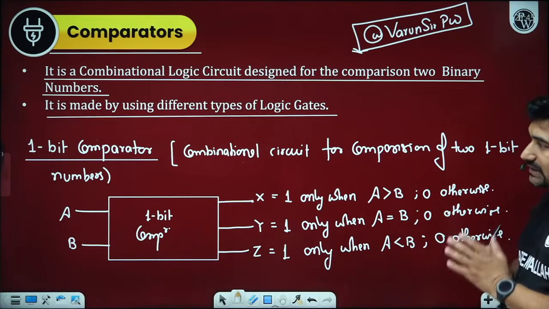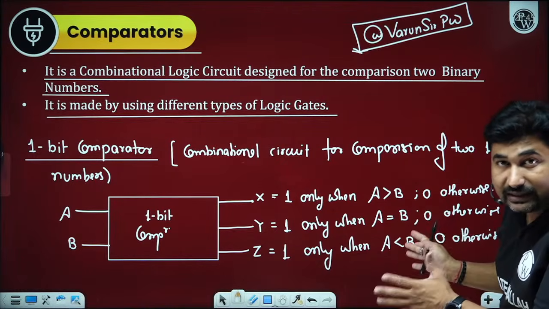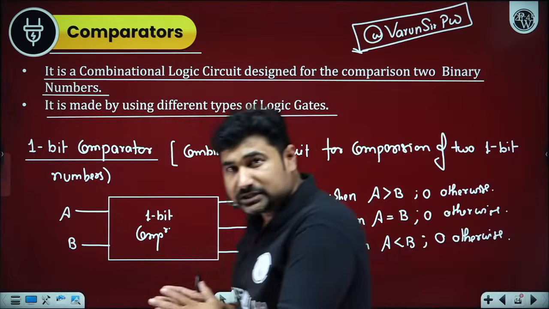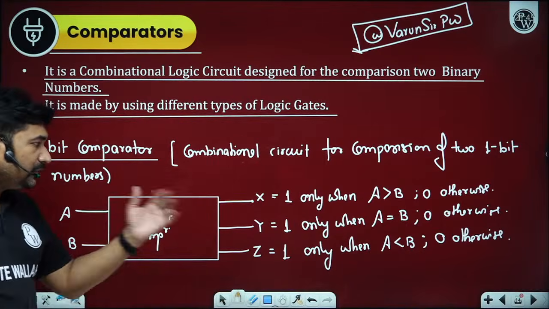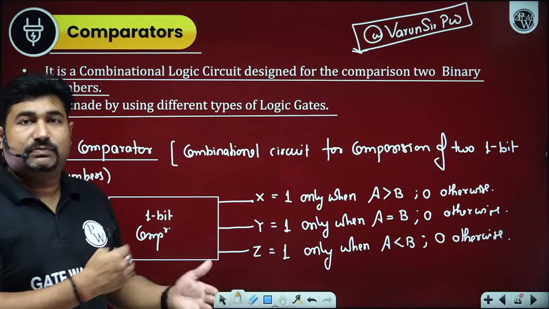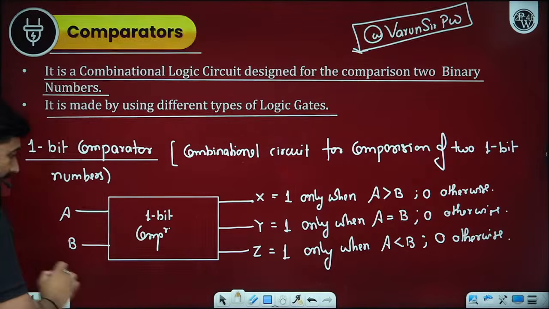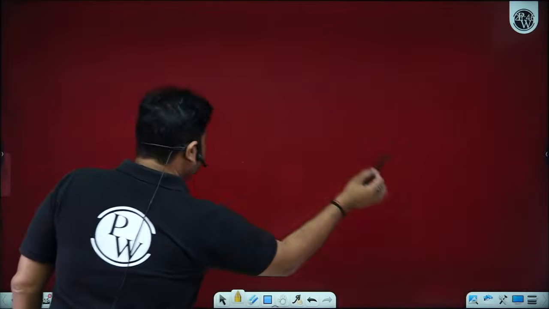Great. To design any combinational circuit, first of all, we need to identify the input, output and their relationship. Now we know about the inputs. A and B are the inputs. Now we know about the outputs. X, Y, Z are the outputs. And we also know about the relationship of inputs and outputs. Next is to construct the truth table. So let's construct the truth table.